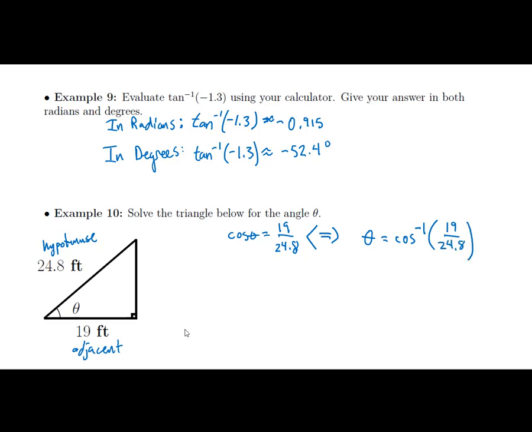To view it more from the standpoint of applying an operation to both sides of the equation, we could have thought of this as, let's take the cosine inverse of the cosine of theta. And that's okay as long as we also take the cosine inverse of 19 over 24.8. And of course the cosine inverse and cosine zap each other here, so we get theta is equal to the cosine inverse of 19 over 24.8. Either way, you get the same thing, and so using our calculator to help us, the cosine inverse of 19 over 24.8 is approximately 40 degrees.